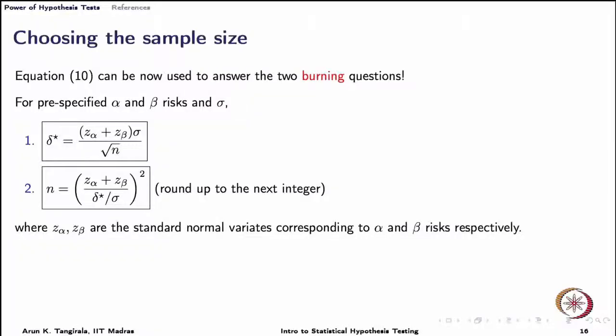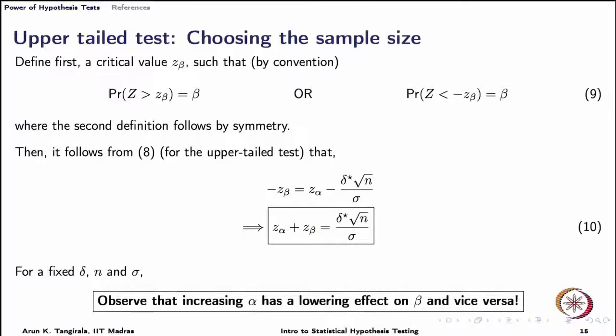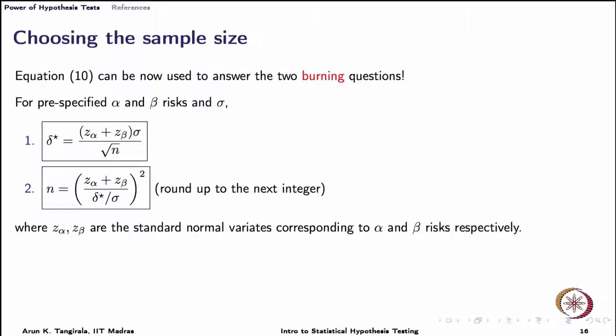So, let us get back now to the two burning questions and answer them. The first question was, how small a deviation delta can I detect for a given sample size, and of course, sigma, alpha and beta, and the answer is pretty straightforward. All you do is rewrite this expression 10 in terms of known quantities. Since alpha and beta are specified, Z alpha and Z beta you can read off from the charts, sigma is known, n is known, and therefore, you have this expression.